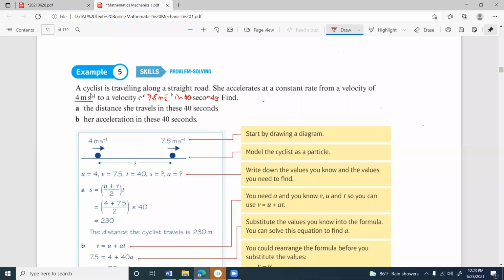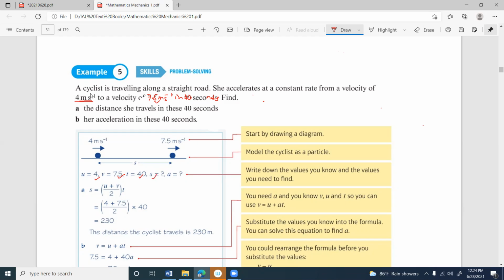Now let's see how to answer the question and how to make sure which formula to be used. Initially, it's starting from a velocity of this. This is the starting point. Therefore, we know that u equals 4. To a velocity of 7.5, this is the ending. Therefore, v equals 7.5. In 40 seconds, time is 40. We need to find the distance traveled, right?